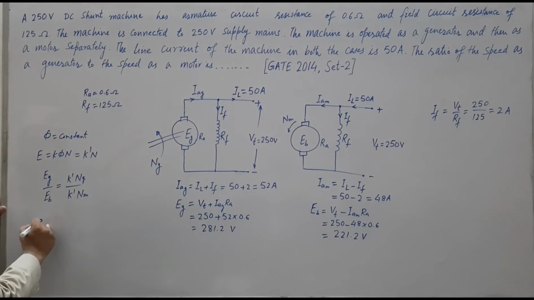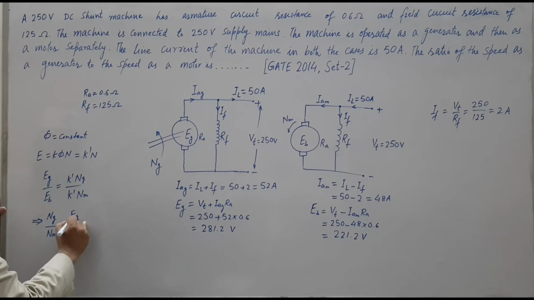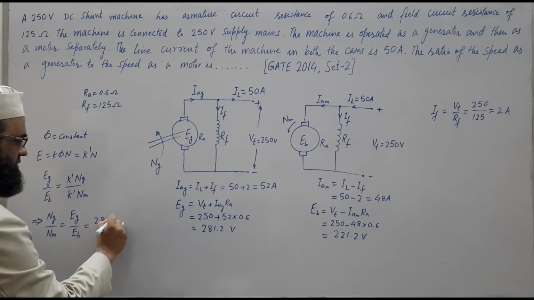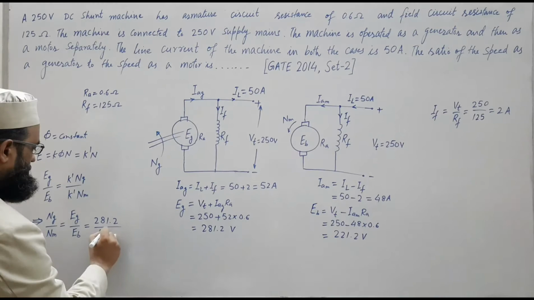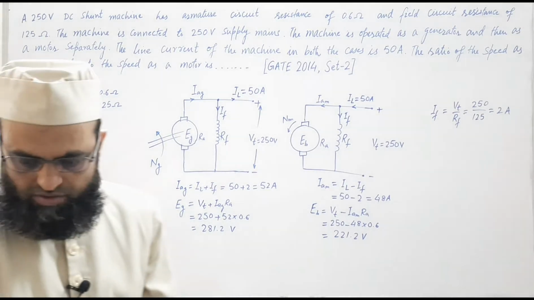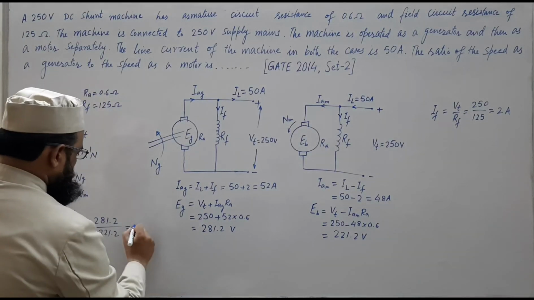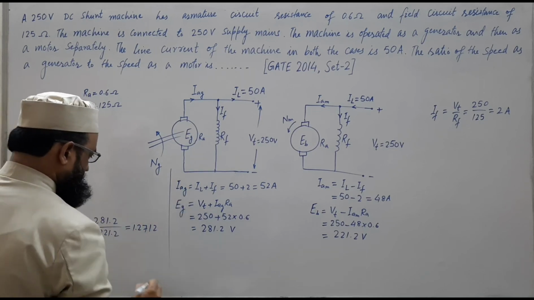This implies Ng upon Nm is equal to Eg by Eb. So Eg we have evaluated as 281.2 and Eb we have evaluated as 221.2. So this ratio is coming out to be 1.2712. 1.2712 answer.